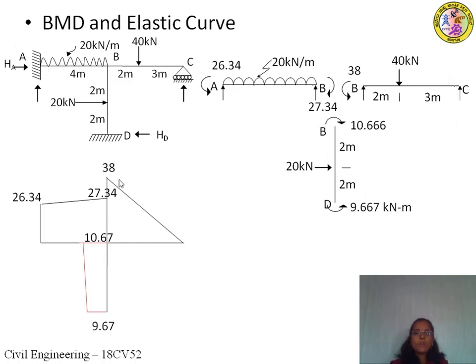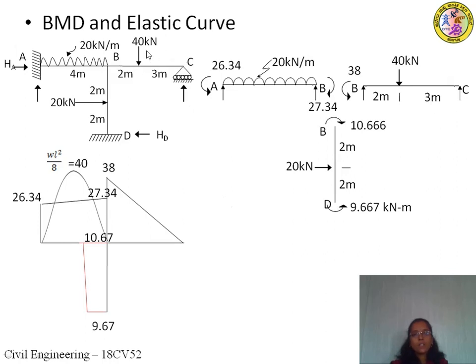Over which we will superimpose the free bending moment diagram. AB is subjected to UDL throughout, therefore it is subjected to a parabola with highest ordinate as WL square by 8, which will be equal to 40 kilonewton meter. W is 20, L is 4 square divided by 8, that will be equal to 40 kilonewton meter.